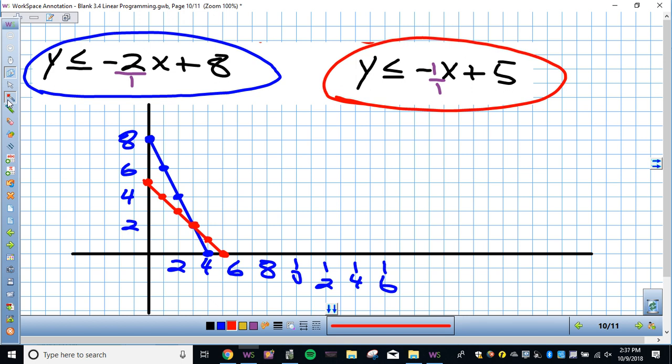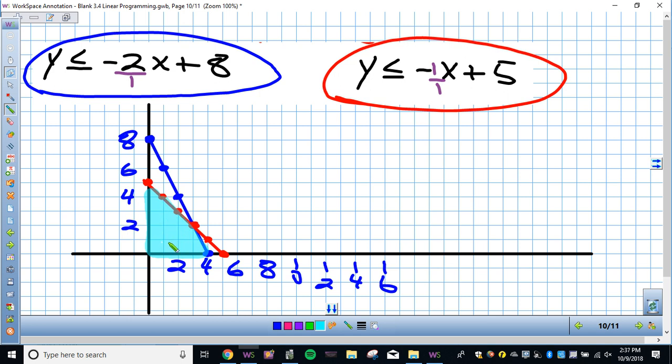Where do we shade that thing? Describe in words where we shade. The little corner thing, right? All right, so right in this little corner, because we're less than both lines.